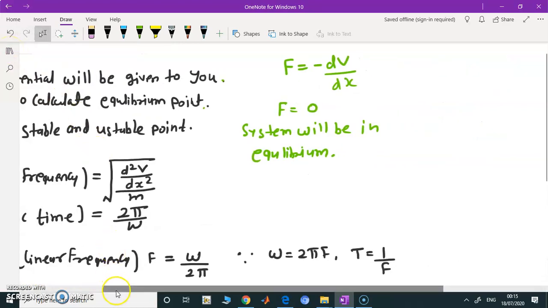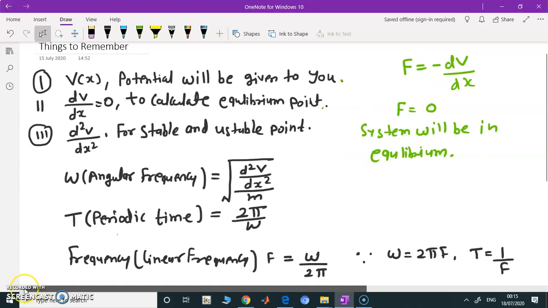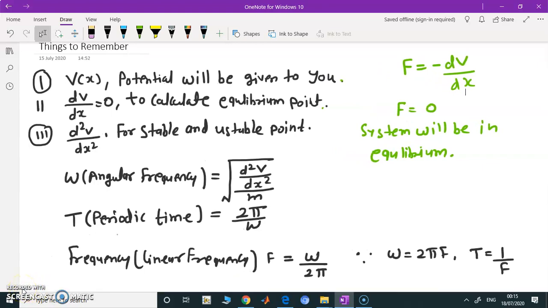So this is the thing you have to remember if you want to solve the small oscillation questions. The points here are: first point is that the potential V of x will be given to you in the question. Point number 2, you have to do the first derivative of the potential and take it equal to 0 to calculate the equilibrium point.